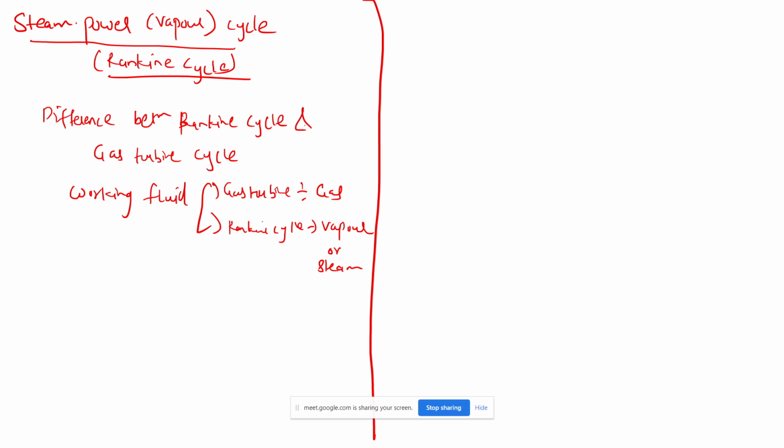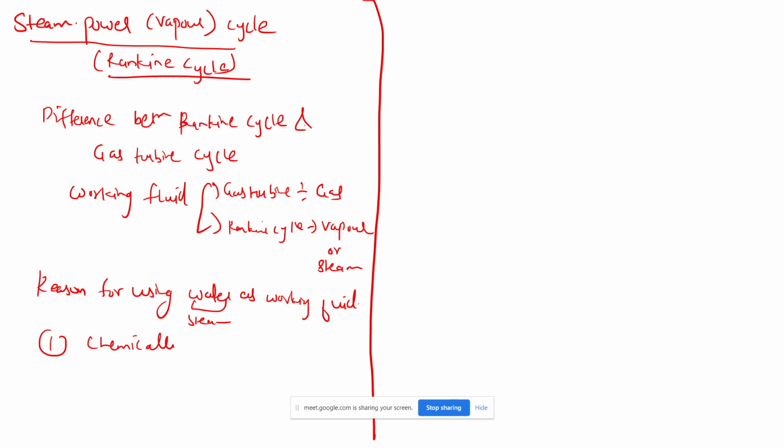So these three are the reasons for using water as working fluid. Don't be confused because water itself is converting into steam. So you can write any. Okay. So first one is that chemically stable. Second reason is harmless. And third reason is cheaper and economic.